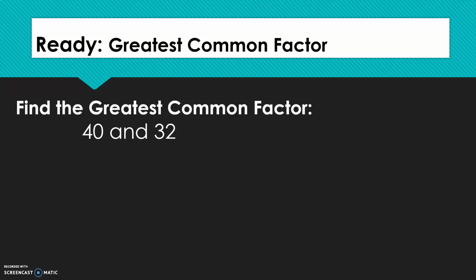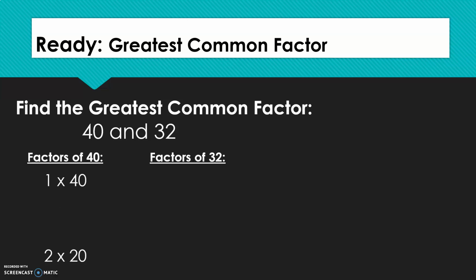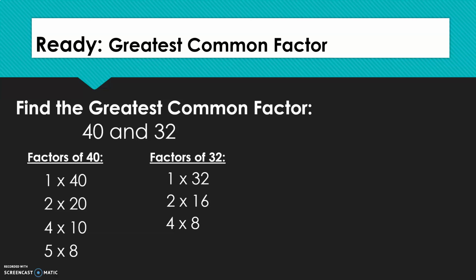Let's start by looking for the greatest common factor between two numbers. We'll use the example of 40 and 32. We'll start by listing the factors of both. The factors of 40 are 1 times 40, 2 times 20, 4 times 10, and 5 times 8. The factors of 32 are 1 times 32, 2 times 16, and 4 times 8. Notice that the largest number these two lists have in common is 8. So the greatest common factor is 8.